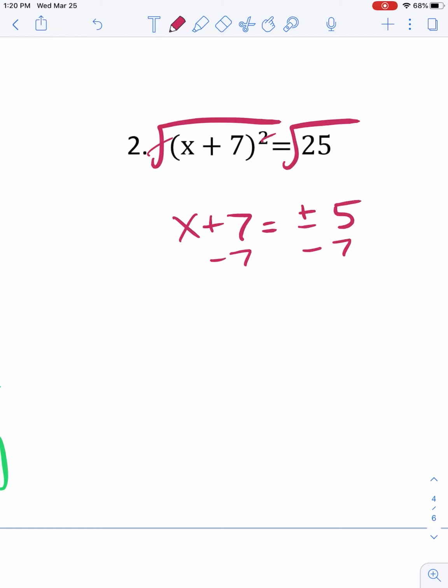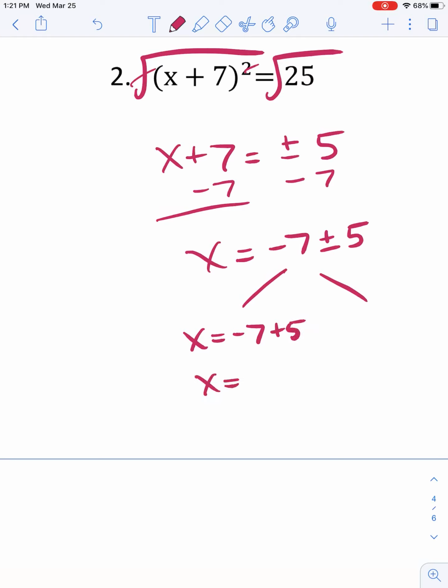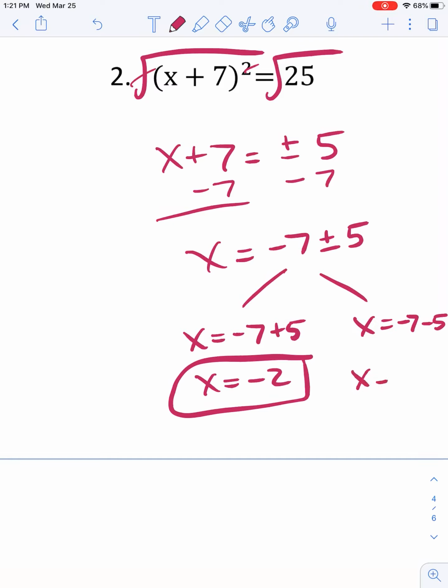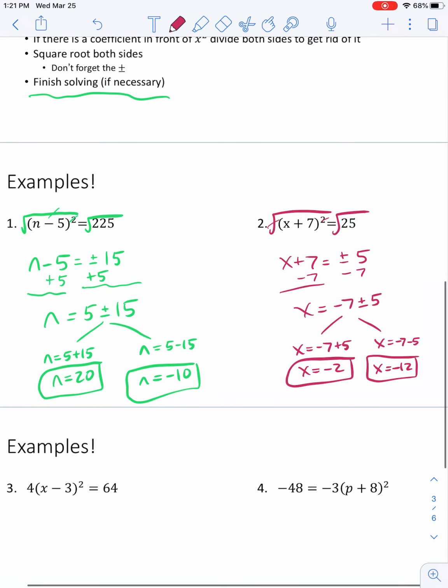We'll subtract 7 from both sides, and we're going to get x equals negative 7 plus or minus 5. That means that x could be negative 7 plus 5, which would be negative 2, or x equals negative 7 minus 5, which would be x equals negative 12. And those are our two answers for that problem. So you see these two problems are very similar to each other.